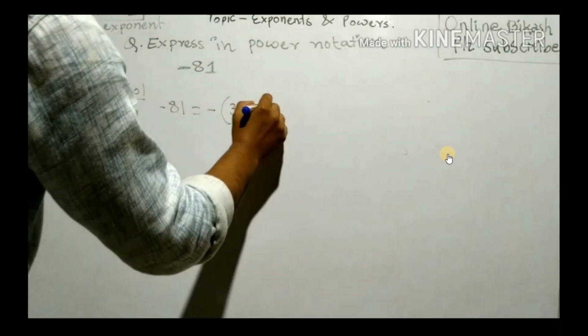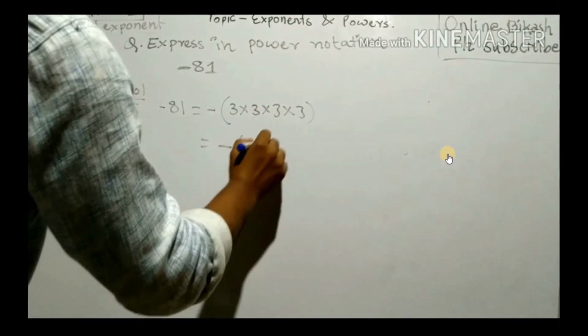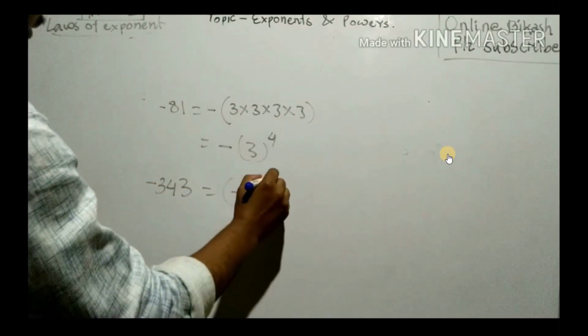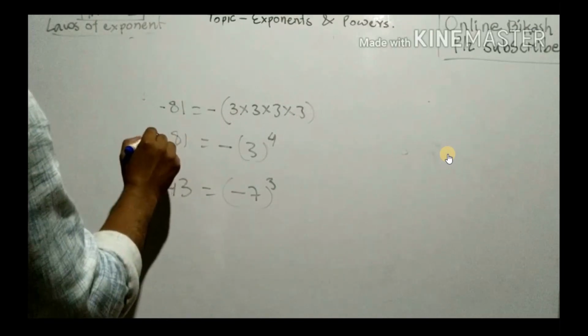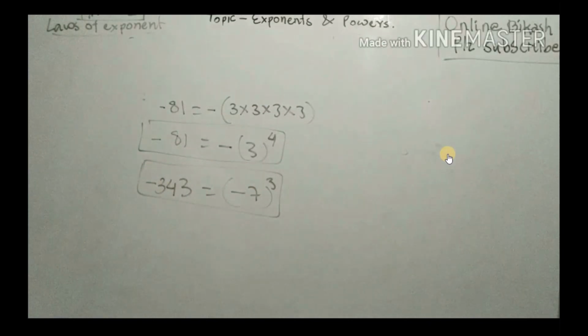We will write the minus outside the bracket, and inside the bracket we will write 3 into 3 into 3 into 3. That is, minus outside the bracket, and inside the bracket only 3 to the power 4. In case of minus 343, we have written the minus sign inside the bracket. But in the case of minus 81, we are writing the minus sign outside the bracket. Try to understand this, a very important thing. In case of minus 343, the minus is inside the bracket.